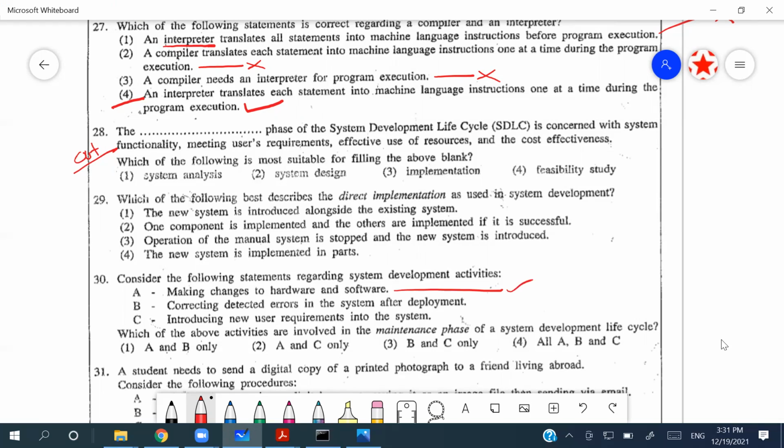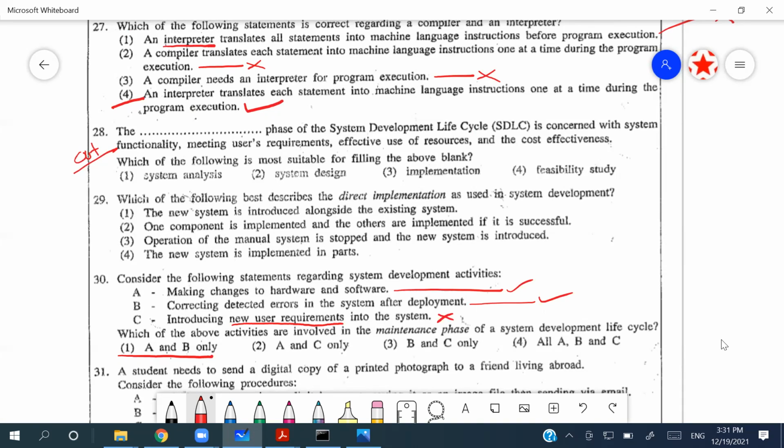Correcting detected errors in the system after deployment, yes, that can be done. Introducing new user requirements, if it is a new user requirement, then it's going to be a full cycle. So introducing new user requirements, that's not going to happen. So it is incorrect. So the answer is going to be A and B only.